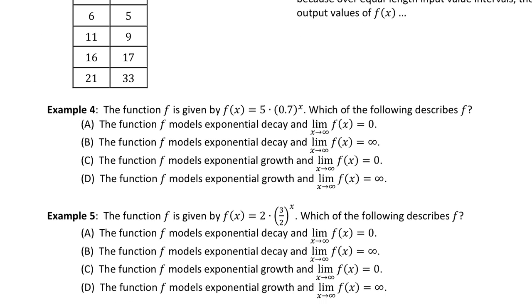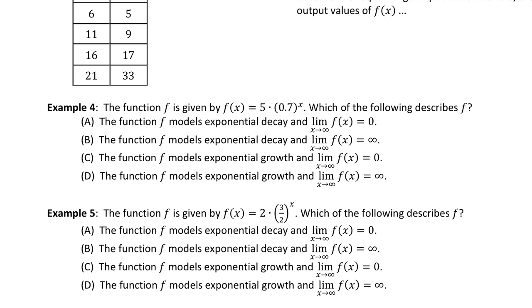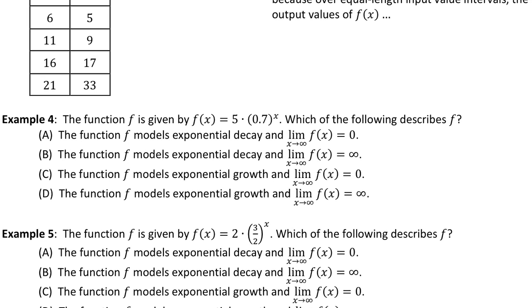Where? Just scroll down. It says the function f is given by f of x equals 5 times 0.7 to the x. Which of the following describes f? Before we do anything and read any answer choices, what does the shape of this function look like? I think it would be decay.